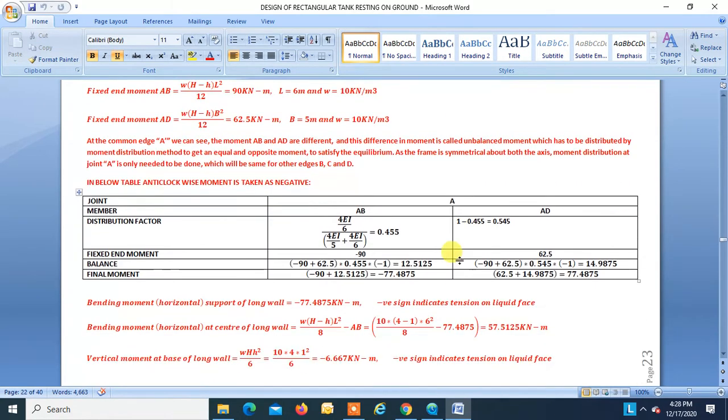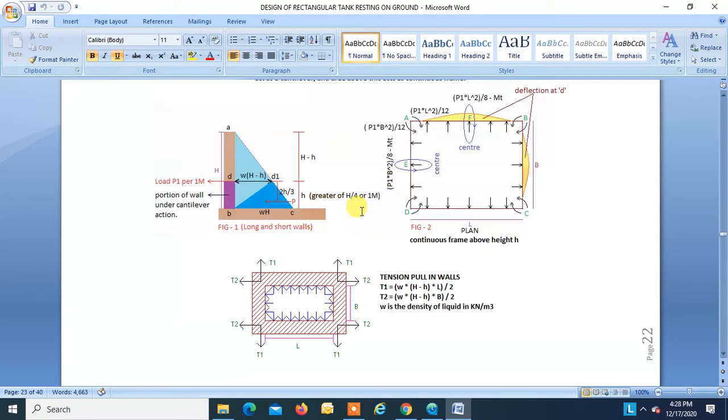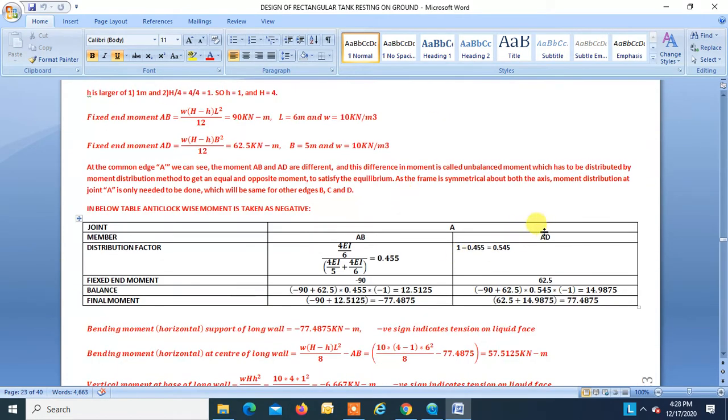Okay, now let us do the moment distribution taking joint A. This is member AB, and this is member AD. This is the distribution factor. The fixed end moment is 90 for one and 62.5 for the other, and this is the balance moment. And these are the final moments, right?